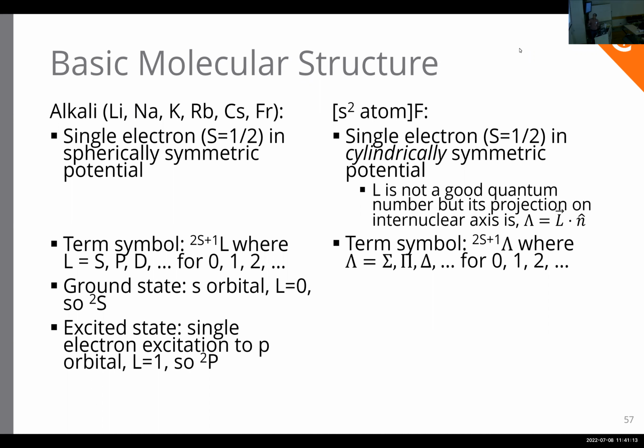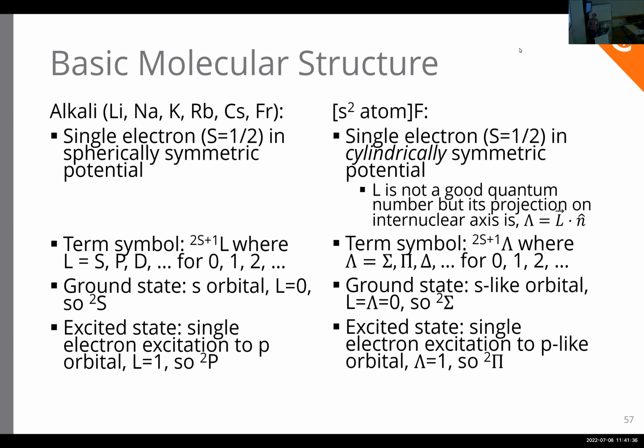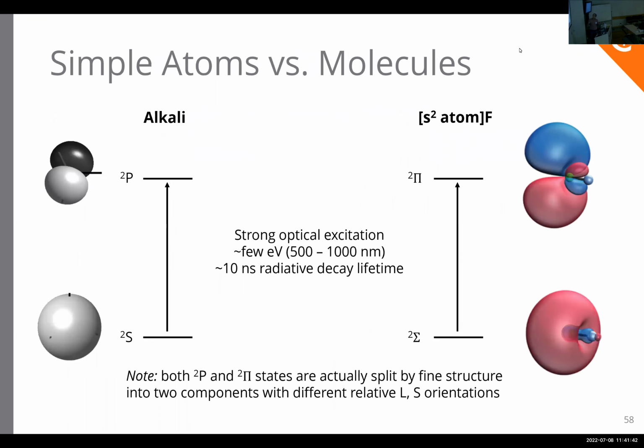So you write term symbols very similarly. You still have the 2S plus 1, except now you write lambda instead of L. Lambda is the projection on the internuclear axis, which can still be 0 or 1 or 2. But now you use capital Greek letters instead of Roman letters. So for the ground state you get a doublet sigma instead of a doublet S. In the excited state, you get a doublet pi instead of a doublet P, etc. So the structure is actually very similar.